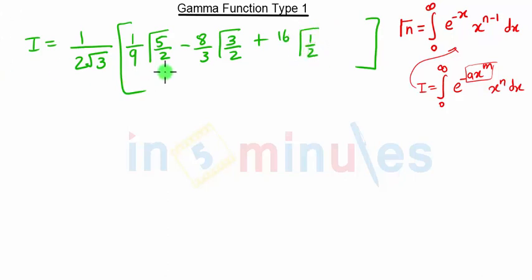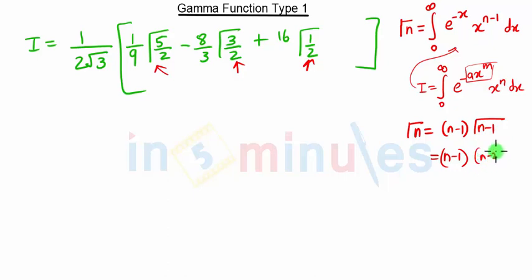So here if you see, we have fractions. So here we are going to apply the property of gamma, which is gamma of n equal to n minus 1 into gamma of n minus 1. And then again we apply gamma. So gamma of n minus 1 is nothing but n minus 2 gamma of n minus 2, and so on. So 1 upon 2 root 3 will remain as it is. Then we have 1 upon 9.